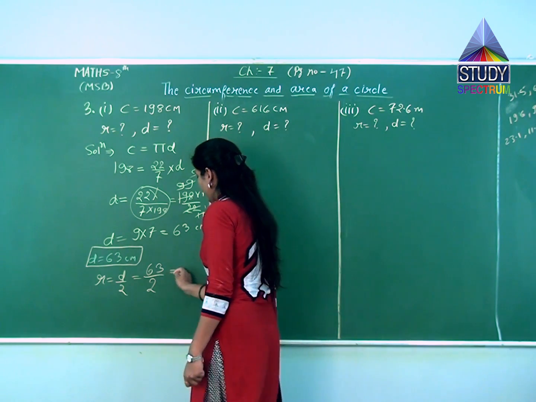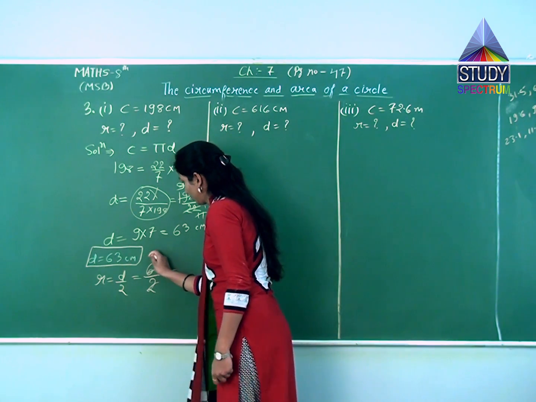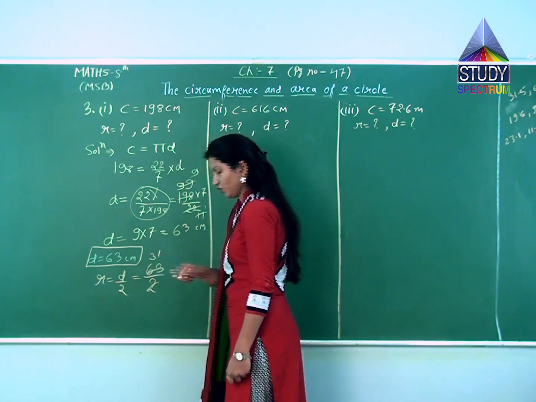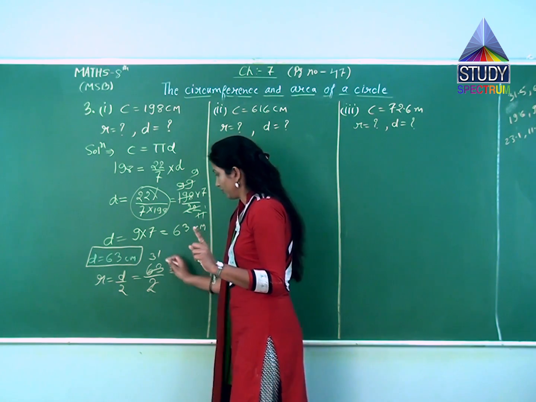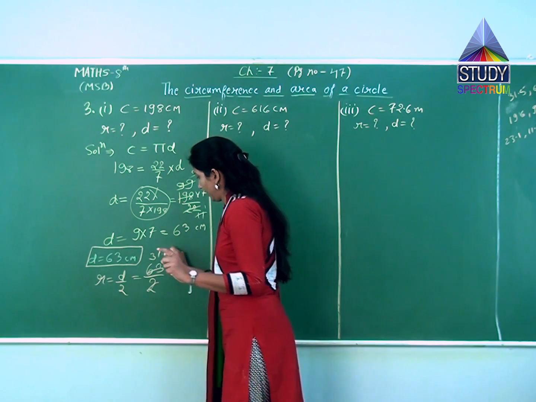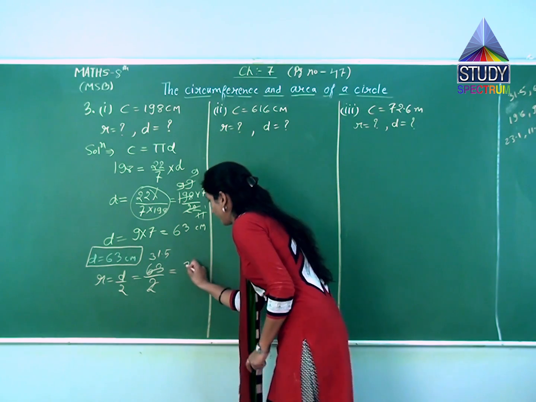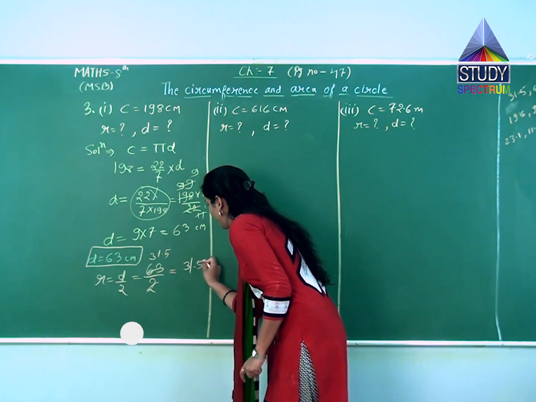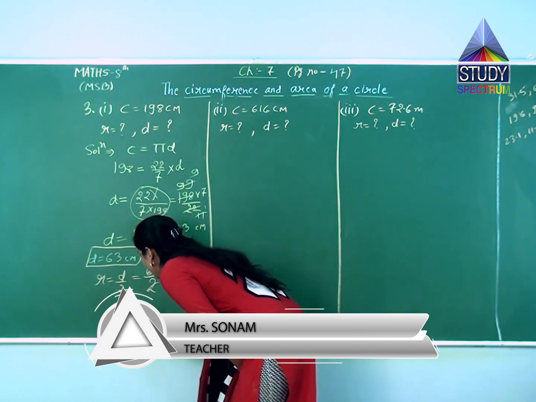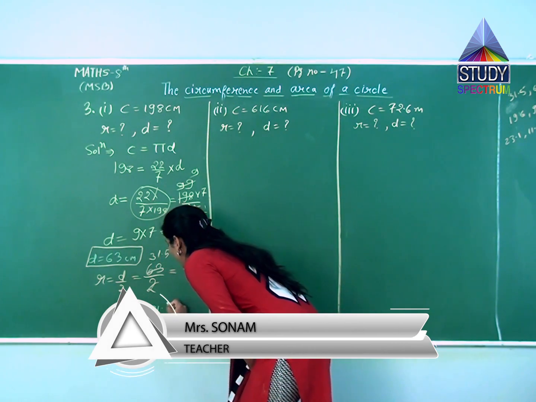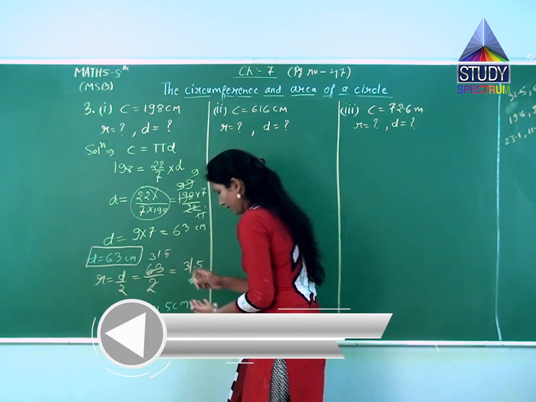And the value of 63 upon 2? 2 3s are 6, 2 1s are 2. 1 remainder, and 1 cannot be divided by 2. That's why a point here. And 2 5s are 10. So our radius will be 31.5 centimeters. So our final answer for the radius is 31.5 centimeters.